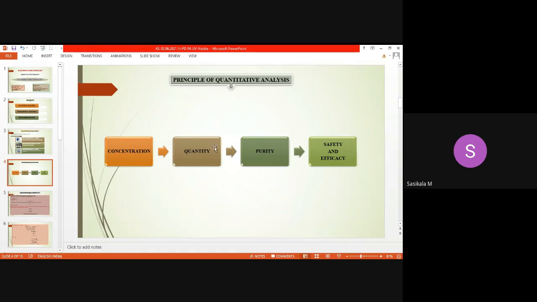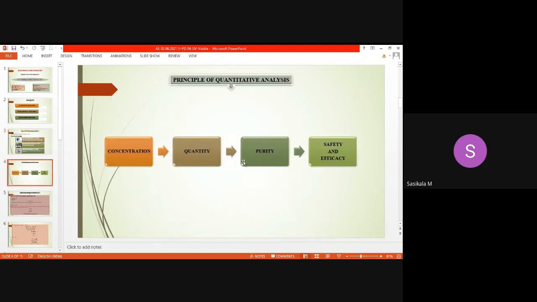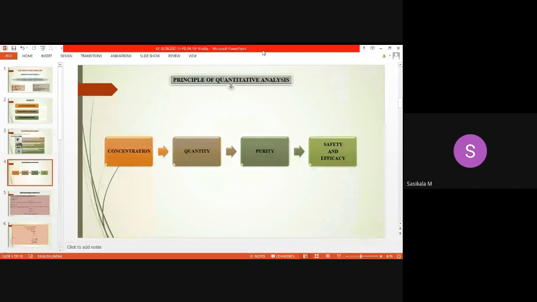It will be converted to its quantity, and this quantity will be matched with the quantity of the drug substance present in the formulation. Then you can calculate the purity by comparing with the standard reference quantity. The purity is compared with the standard purity of that drug substance. So: concentration, determining quantity, then purity, then safety and efficacy.